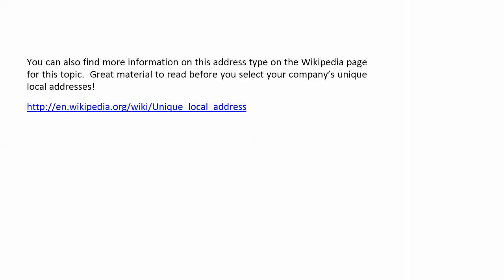You can also find a lot more information on this address type on the Wikipedia page for this topic. It does go above and beyond the CCENT and CCNA exams, but it is great material to read before you select your company's unique local addresses.